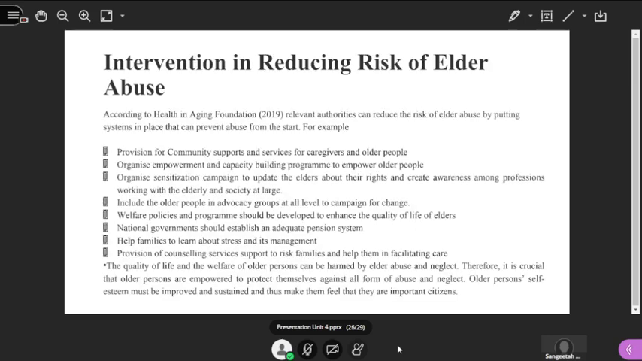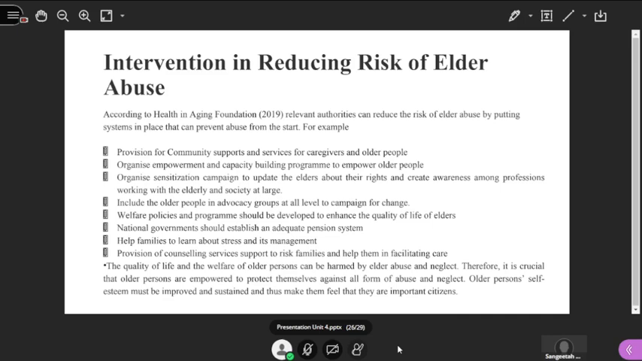Okay, now we have to intervene when there is elderly abuse. And also, this is the role of social workers. Some of the social workers or the public officers also act as social workers. So we have to intervene to reduce the risk of elderly abuse. According to Health in Aging Foundation, relevant authorities can reduce the risk of elderly abuse by putting systems in place that can prevent abuse from the start. For example, provision for community support and services for caregivers and older people.